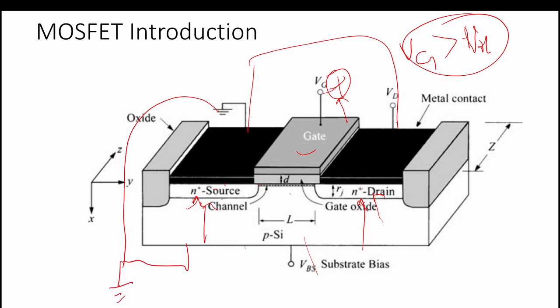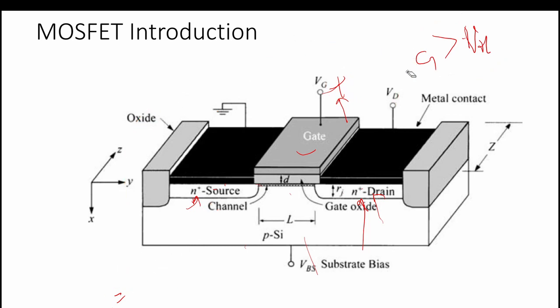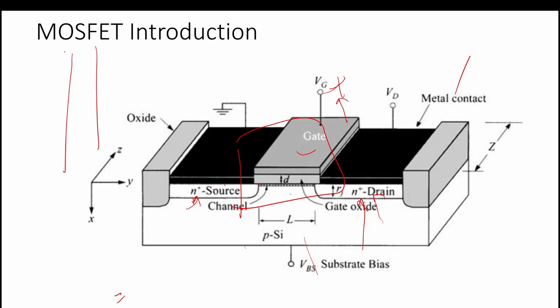Okay, so we will see how this substrate bias will affect the device characteristics. First I will show you where this MOS cap is. Actually, this is the MOS cap, as we have discussed. So in the band diagram, this is the oxide layer.